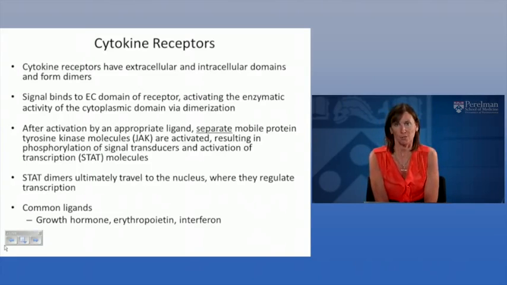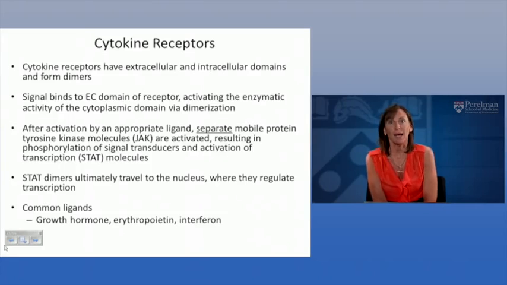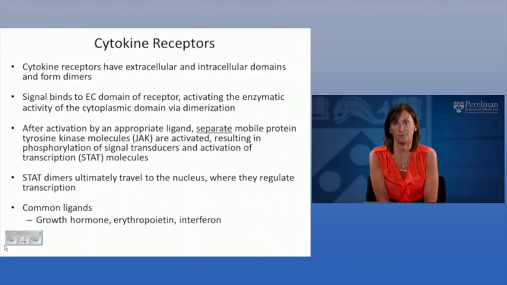The intracellular domains of these receptors exist as monomers. However, when the agonist binds to the extracellular domain, they dimerize. They come together to form couplets. So the signal binds to the extracellular domain of the receptor, activating the enzymatic activity of the cytoplasmic domain via dimerization. These receptors cannot be activated, insofar as we know, without dimerization.